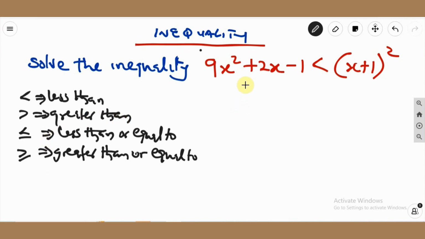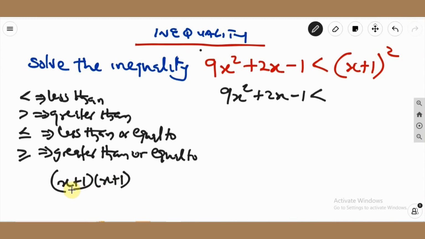So I'm going to solve this now. This is 9x squared plus 2x minus 1 is less than (x plus 1) all squared. I will expand it. I'm going to expand it, so it means (x plus 1) times (x plus 1). I'm going to use every term in the first bracket to multiply every term in the second bracket. So x times x is going to give me x squared. And x times 1 is going to give me x. So 1 times x is going to give me x. And 1 times 1 is going to give me 1.